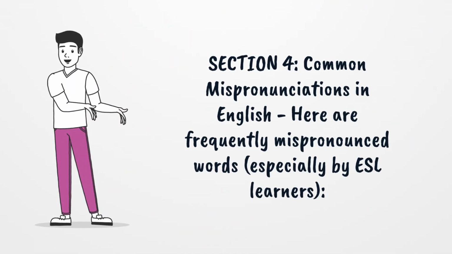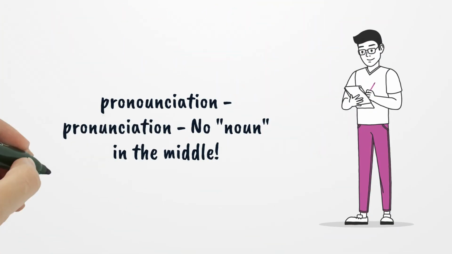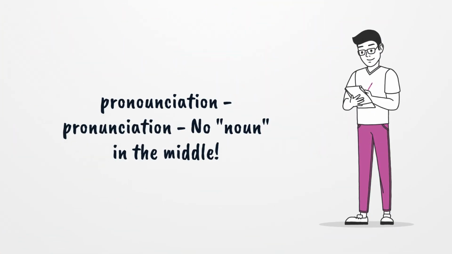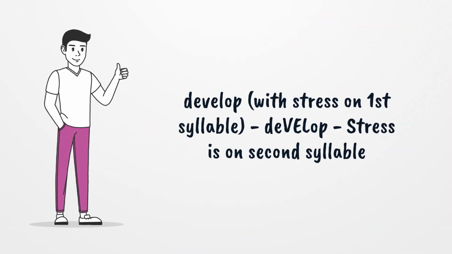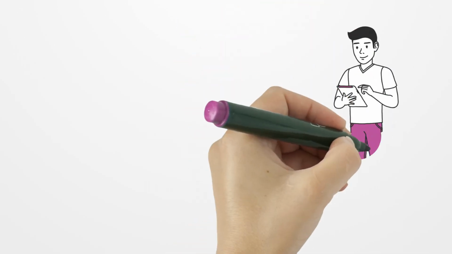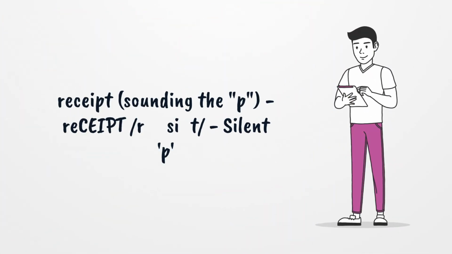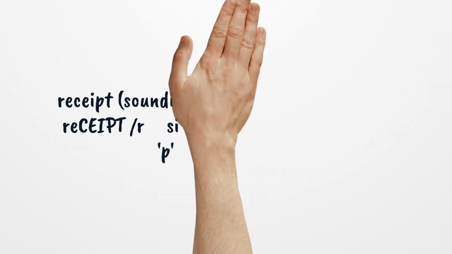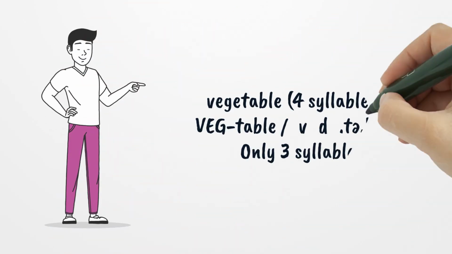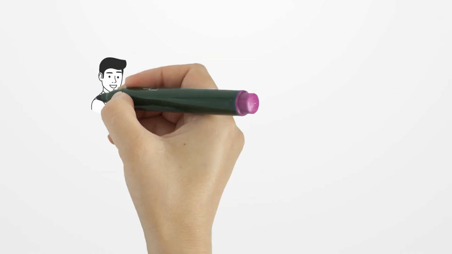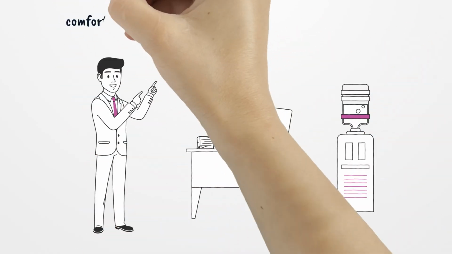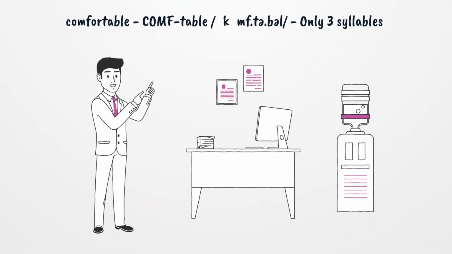Section 4. Common mispronunciations in English. Here are frequently mispronounced words, especially by ESL learners. Incorrect, correct, notes. Pronunciation: no 'n' sound in the middle. Develop, with stress on the first syllable, is incorrect; the stress is on the second syllable. Receipt: the P is silent. Vegetable has only three syllables. Comfortable has only three syllables.